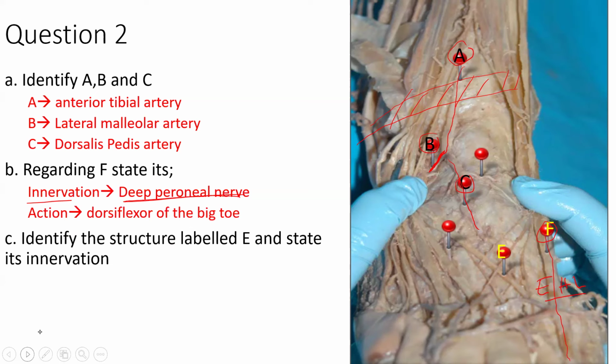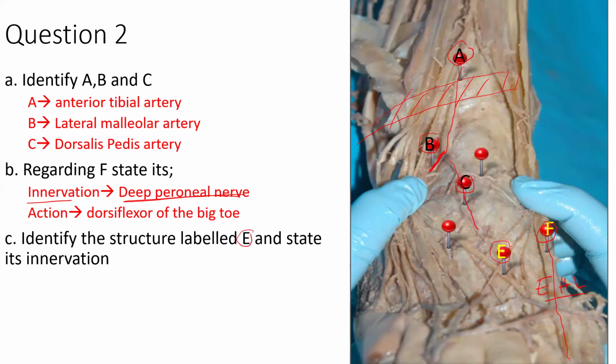It dorsiflexes the big toe, and it is also a weak dorsiflexor of the ankle. So the chief action is dorsiflexion of the big toe, and the other action is it's a weak dorsiflexor of the ankle joint. Dorsiflexion is that movement you perform when you walk on your heels. When you walk on your toes, that's plantar flexion.